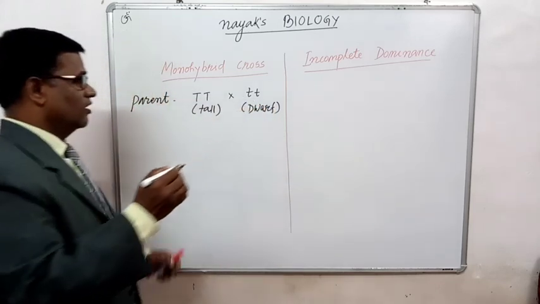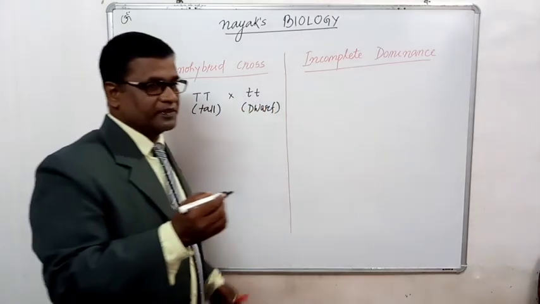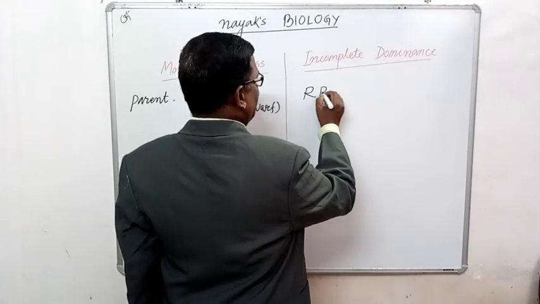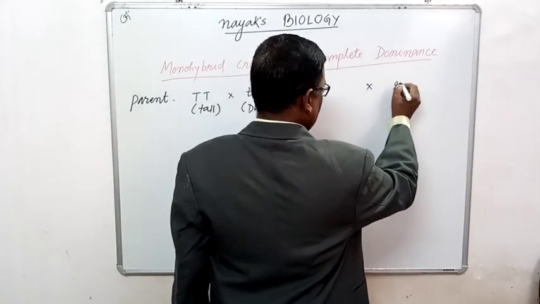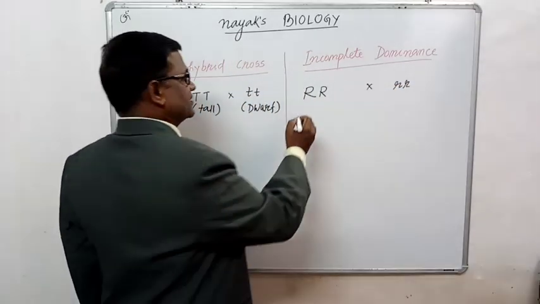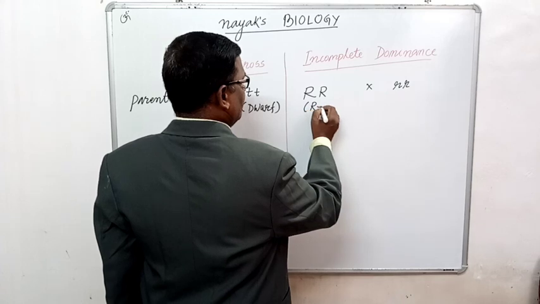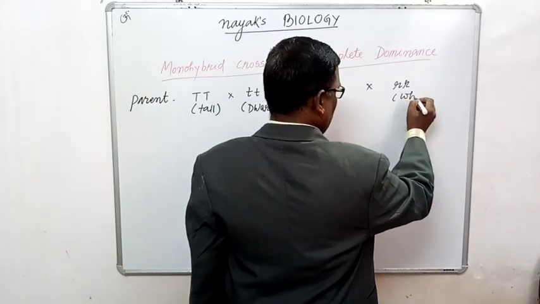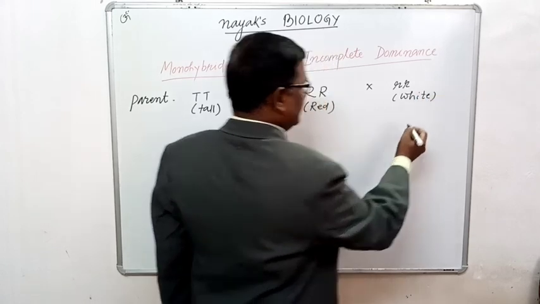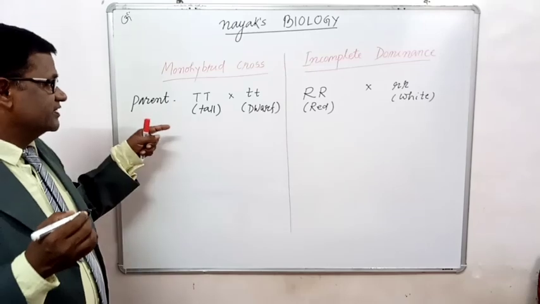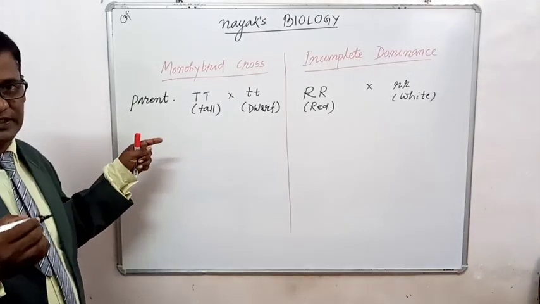After that, we have to see the parents of incomplete dominance. In incomplete dominance, if you see the parents, capital R is crossed with small r. What is this cross? Capital R represents the red color, whereas small r represents the white color. What are this white and red color? It is just the flower of the snapdragon, whereas the height example was from Pisum sativum.